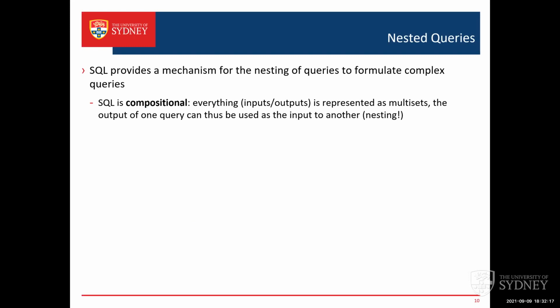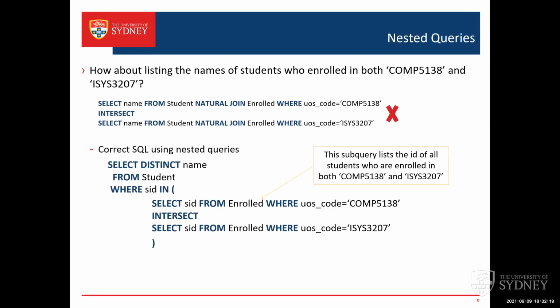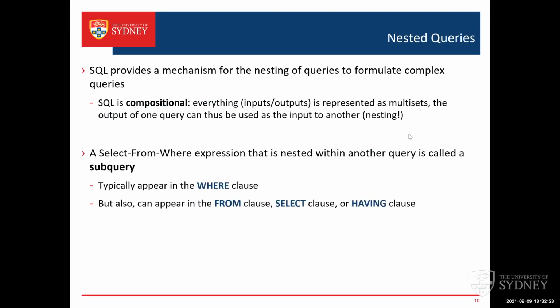Someone is asking, why do we have to use distinct, just in case two students have the same name? So that's why. In this particular example, if you don't use distinct, that will be perfectly fine.